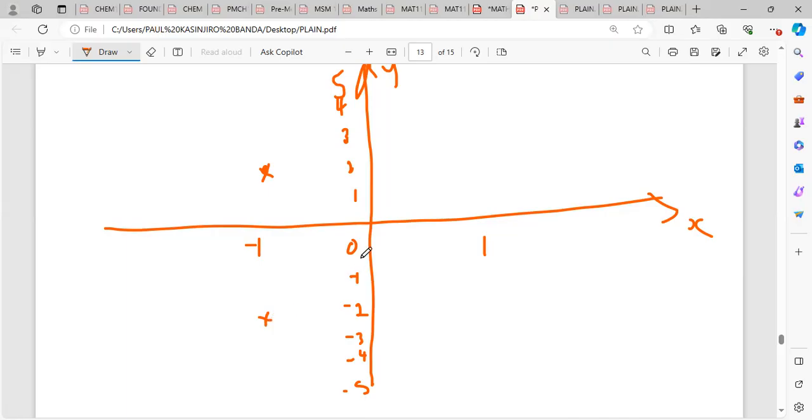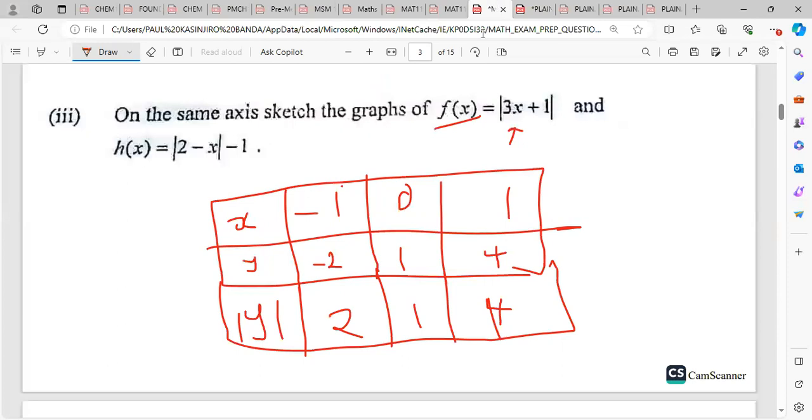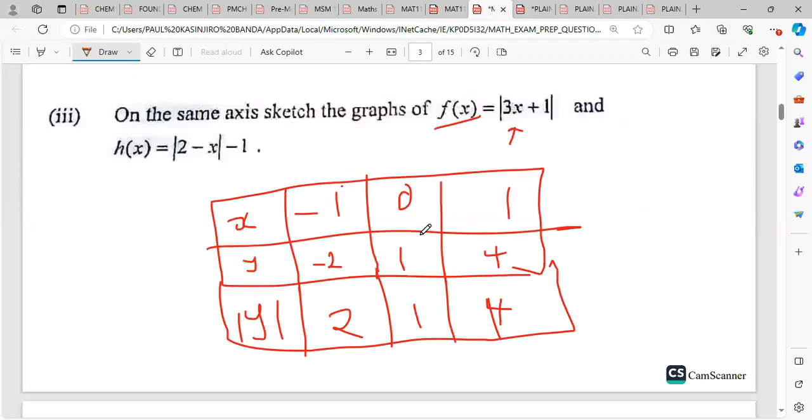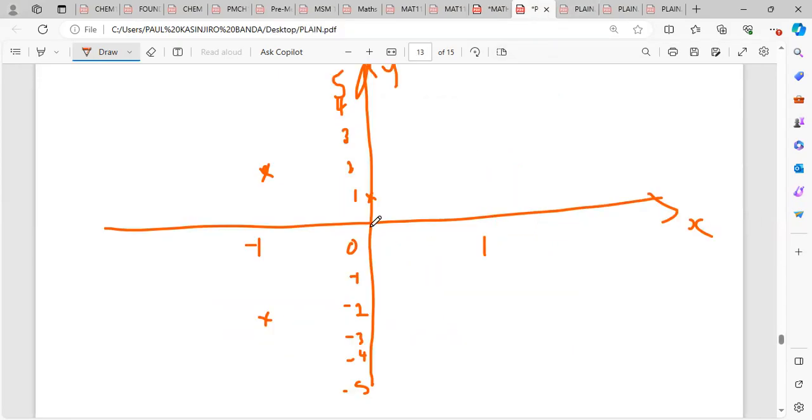Then for 0, what did we get? We got 1. So there's no negative part for the 0, meaning I have 0, 1 there. So my x is 0, and my y is 1.